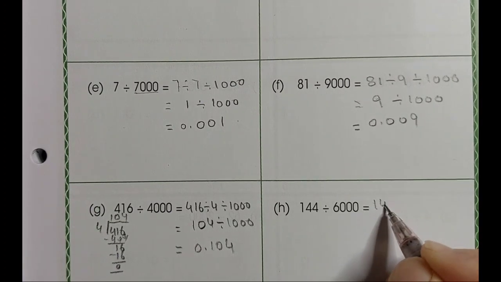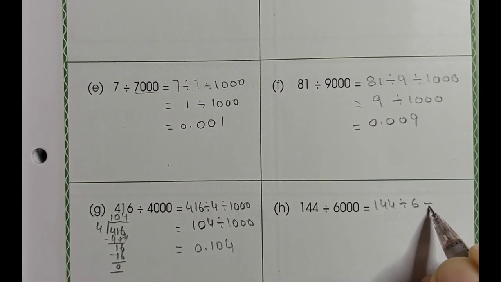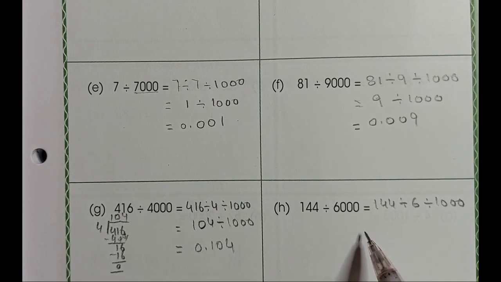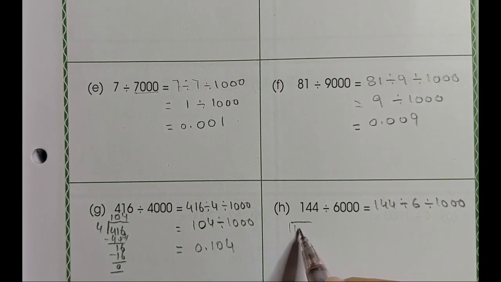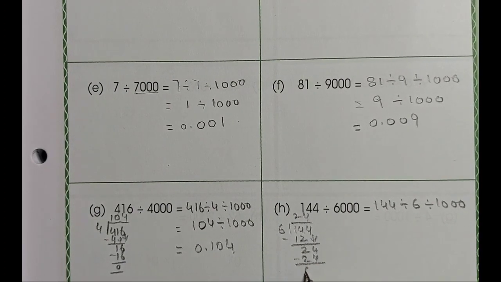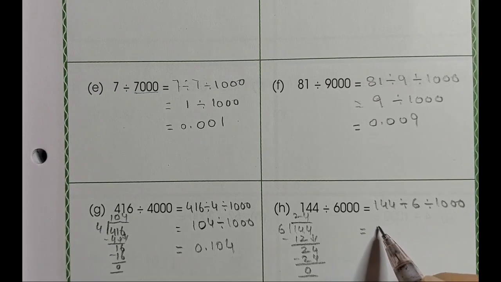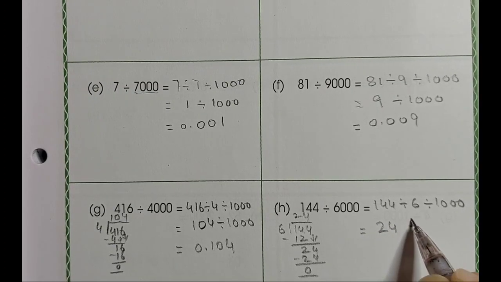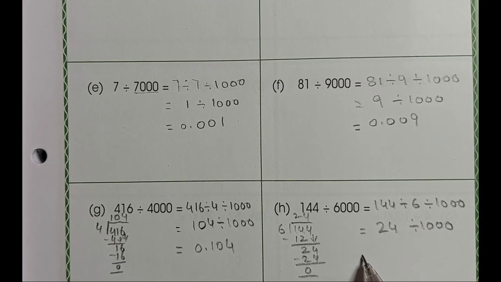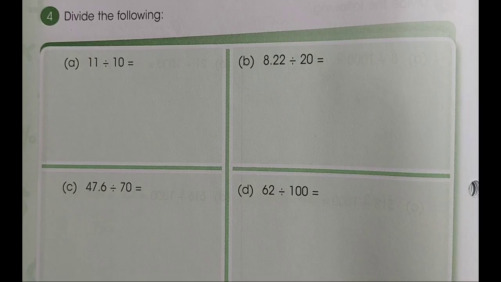Now the last part of this question is 144 divided by 6000. So 144 divided by 6 and divided by 1000. So again, 144, 6 2s are 12. Okay, 2. Then 4 carry down, 6 4s are 24. Okay, now what will we get? Our quotient is 24 divided by 1000 and 3 decimal places towards your left. So it will become 0.024.